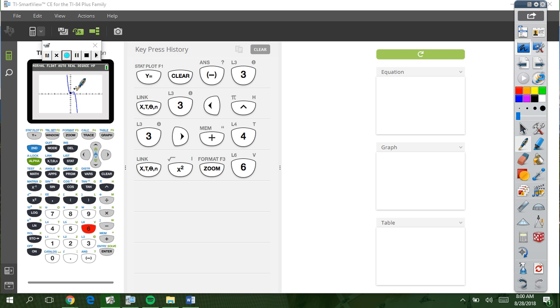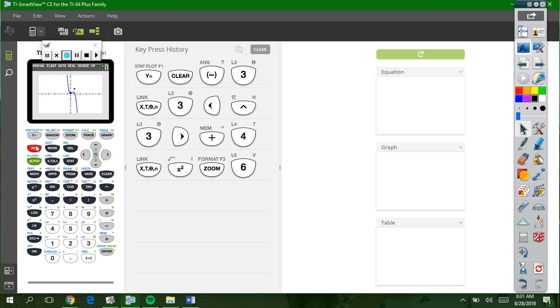I would like to go ahead and find the coordinate of this low point. Okay, so let me show you how you do that. You guys see above trace it says calc. So you're going to hit second, calc. What am I going to look for? Remember, that was a low point, wasn't it? So that is a minimum. So that's a number 3.